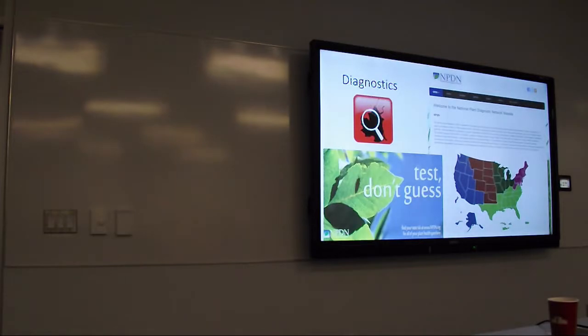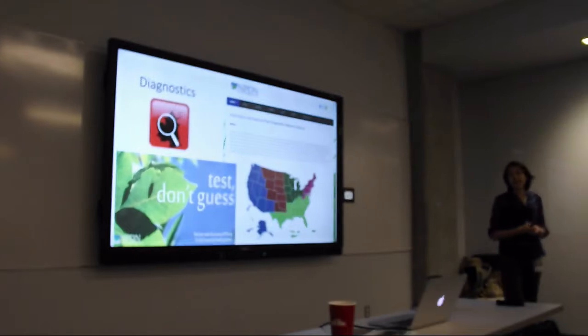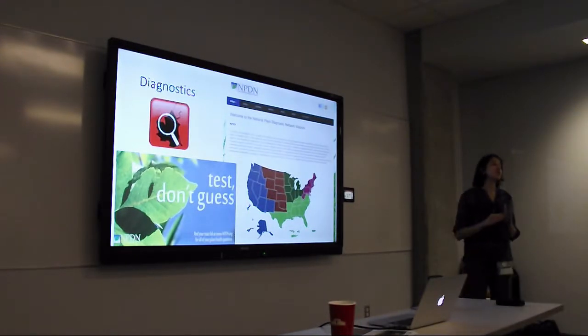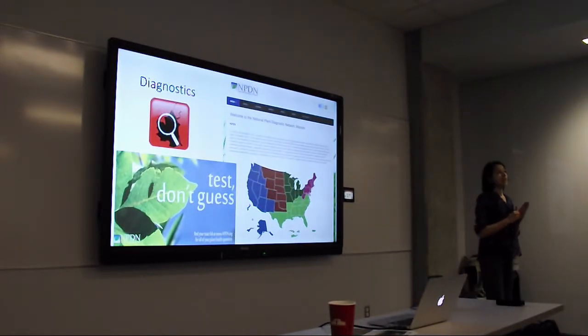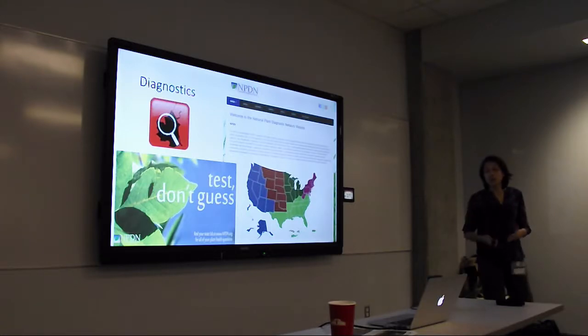When we think about diagnostics, in the clinic we are part of the National Plant Diagnostic Network. There is one of those laboratories pretty much in every land grant. You may be affecting your bottom line. You may be using treatments that you don't need, and therefore putting money where you don't need to put it.